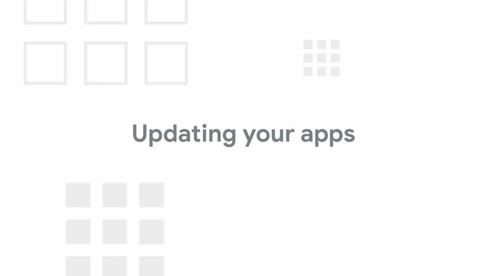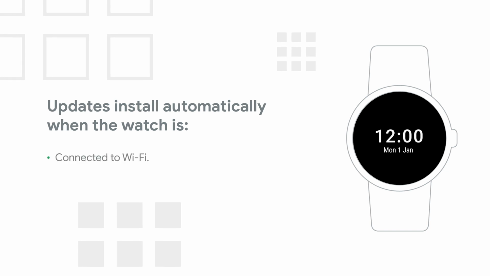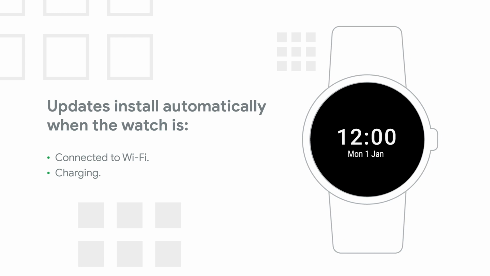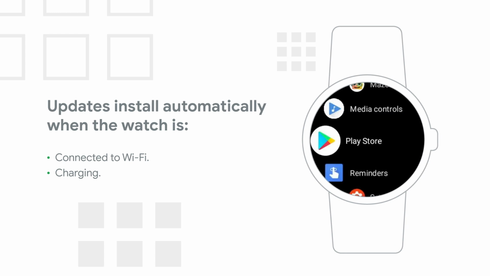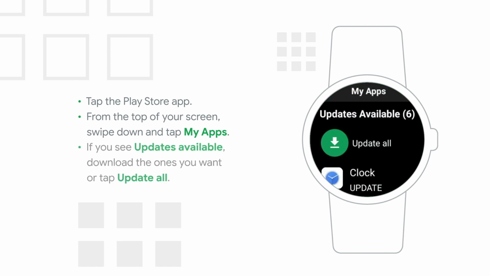Updating your apps. App updates are often installed while your watch is connected to Wi-Fi and charging. If an app doesn't update automatically, check the Play Store app on your watch. To see if there are app updates available, open the Play Store app on your watch and swipe down from the top of the screen and tap My Apps. If you see updates available, download the ones you want or tap Update All. If you don't see updates available, then all of your apps are up to date.